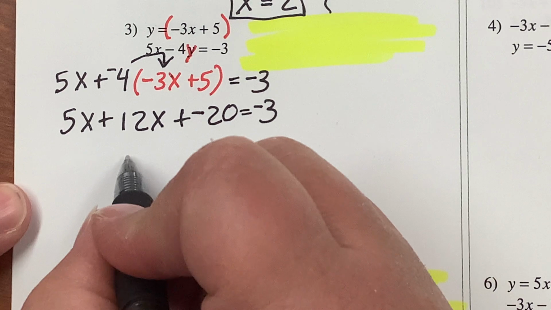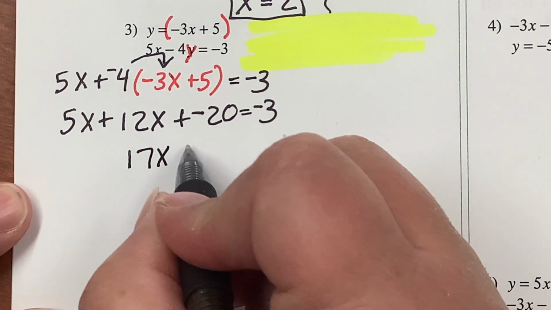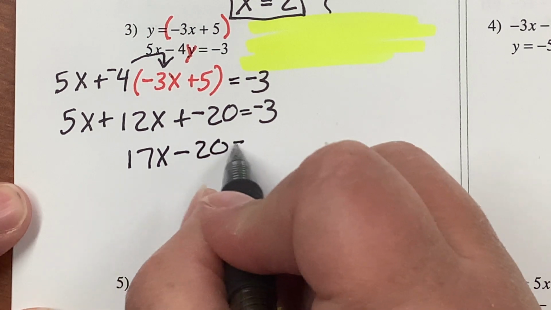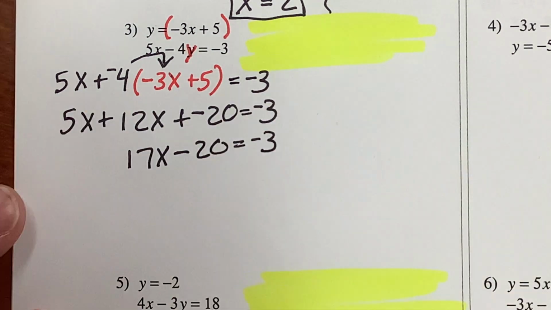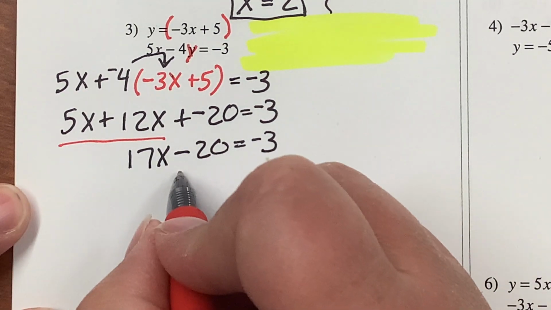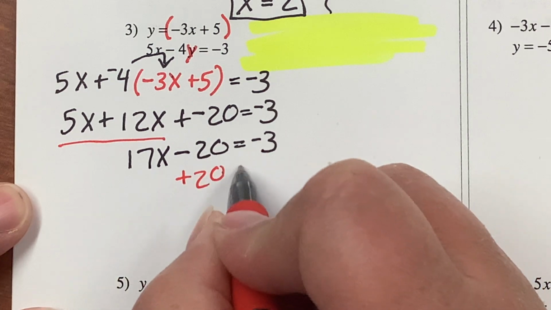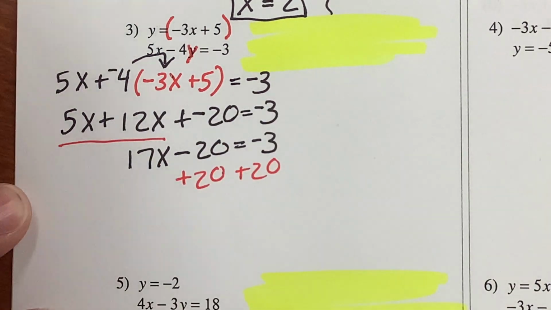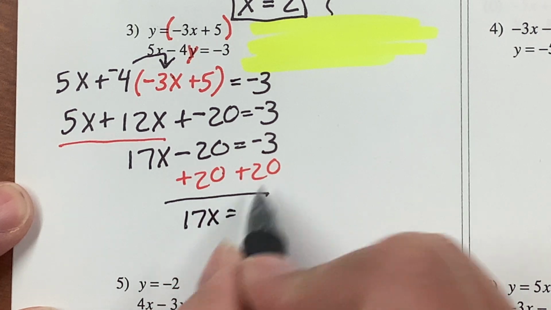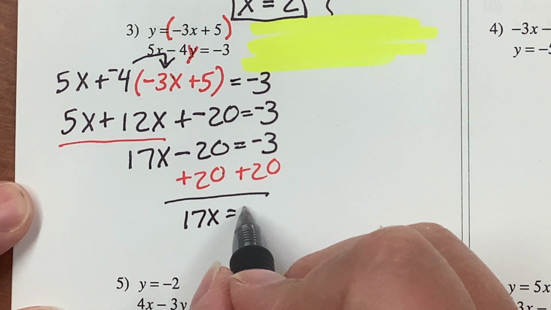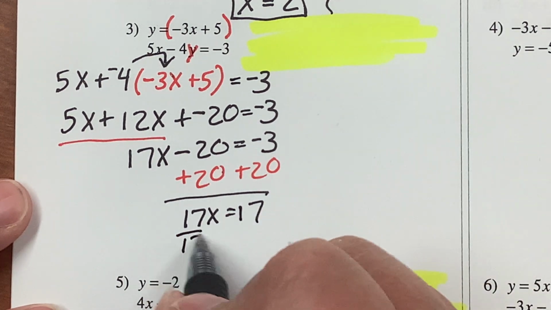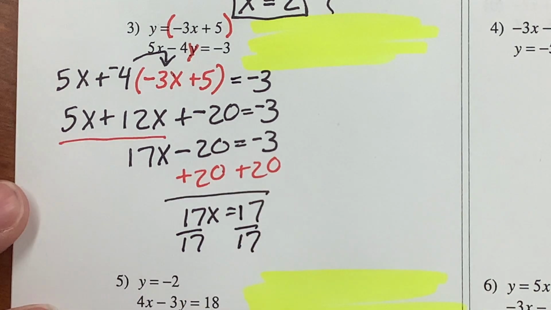5x plus 12x is 17x. Plus a negative is negative 20 equals negative 3. I forgot to say you combine them on the same side. I'm going to add 20 to both sides. 17x equals negative 3 plus 20, which is 17. Oh, this is not going to be bad at all. Divide by 17, and x equals 1.